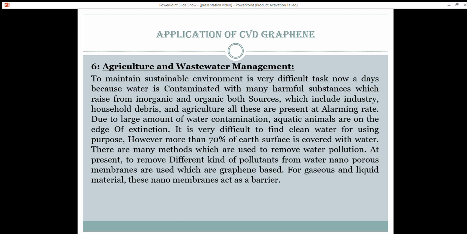There are many methods used to remove water pollution, and at present, to remove different kinds of pollutants from water we are mostly using nanoporous membranes, which are mostly made of graphene. For gaseous and liquid material, these nanomembranes act as a barrier. So nowadays, to remove pollutants from water, we use nanoporous membranes produced from graphene. In this way, graphene provides benefit to remove pollutants from water to clean our agriculture and wastewater management.